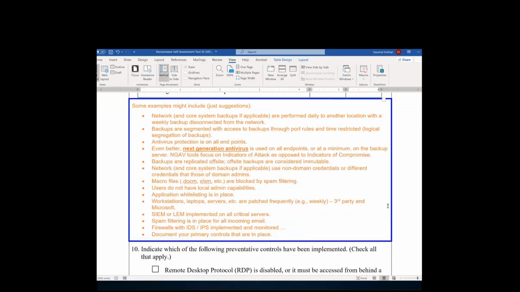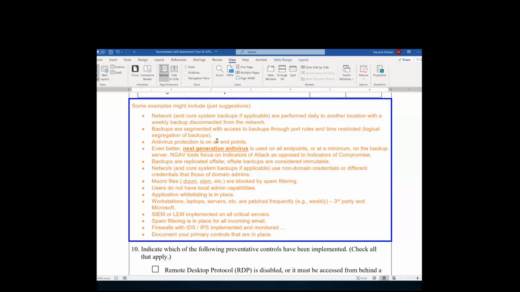So some examples of controls that might be documented in here, you might say network and core system backups, if applicable, are performed daily to another location with a weekly backup that's disconnected from the network. So that weekly backup being disconnected from the network would be your air gapping. And so another control might be backups are segmented with access to backups through port rules. So if you can't do the air gapping, one compensating control is that you segment the backups and then use port rules. So you isolate that it can only be accessed to such and such port.